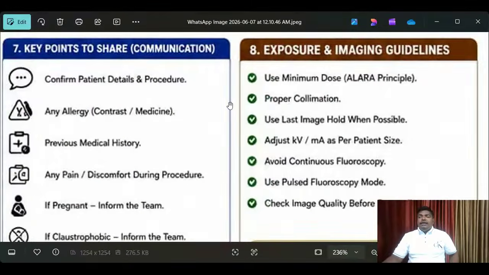Now here, these are the things hospitals do, how they look, for awareness purposes; I'm giving this in this live session. As for exposure and imaging guidelines: use minimum dose, ALARA principle, and this the doctor alone will decide. Use proper collimation, use last image hold when possible, adjust kV and mA as per patient size, avoid continuous fluoroscopy, use pulsed fluoroscopy mode, and check image quality before proceeding.